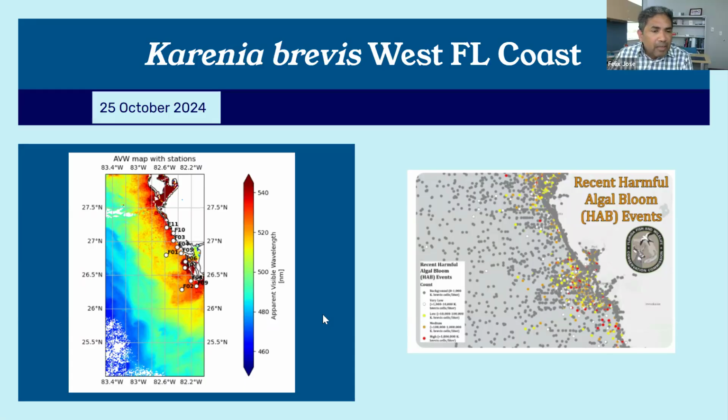We identified one on the 25th of October 2024. The white dots along the west coast of Florida are the locations where the bloom concentration was more than 30,000 cells per liter. We have this AVW map for the west coast of Florida, from north of Tampa all the way down to south of Fort Myers. You can see that red patch that is part of that bloom, and it dissipates as you go further offshore. Can you go to the next slide?